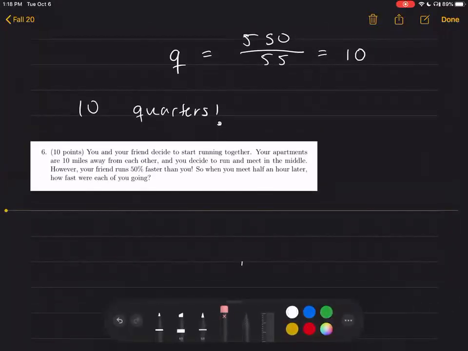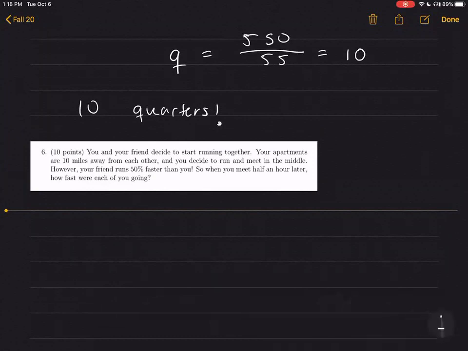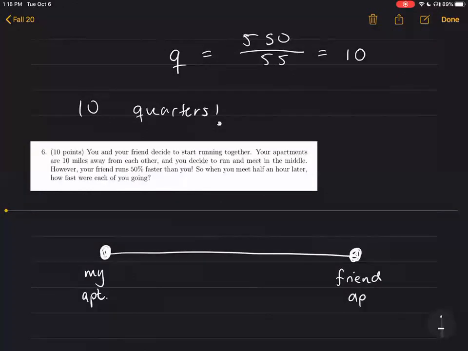So you and your friend decide to start running together. Your apartments are 10 miles away from each other. So let's say that this is my apartment, and then this is friend's apartment. And we know they're 10 miles away. All right, and so we're going to each start at our apartments and we're going to run and meet in the middle somewhere. Okay? However, we know that my friend runs 50% faster. And so when we meet half an hour later, we want to know how fast each of us is going.